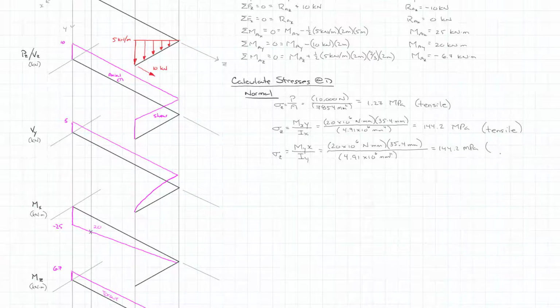The 10 kilonewtons is going to try to bend this away from us. So compression on the backside, which is where D is. So this will be compressive. So now we need to look at our shear stresses. And we've got transverse shear stresses, and we've got shear stresses due to torsion.